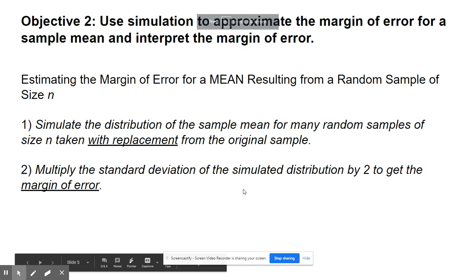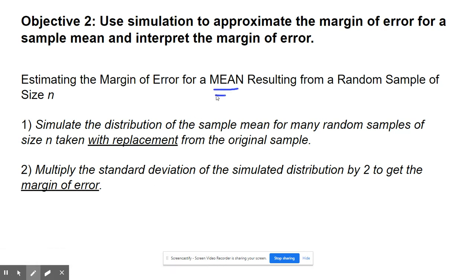All right, so video 2 here, we're talking about a mean now. So estimating the margin of error for a mean. And again, this should go a little bit smoother because it's very similar to the first video on proportions. So we're doing this resulting from a random sample of size n. So first thing we do is we need to simulate the distribution of the sample mean for many random samples of size n taken with replacement from the original sample.